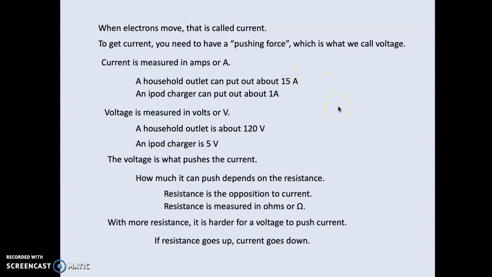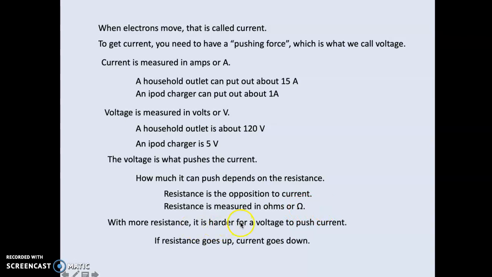So voltage is, remember, the amount of pushing force that can cause current to move or electrons to move. Household outlets about 120 volts, iPod charger about 5. So these two concepts are related to a third idea called resistance. When electrons move, they bump into stuff like atoms of copper in wire, as an example, and that causes resistance. So resistance is the opposition to current, and that's measured in ohms, and that's a Greek letter that's used to abbreviate ohms.